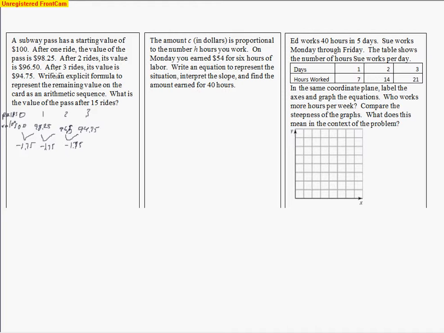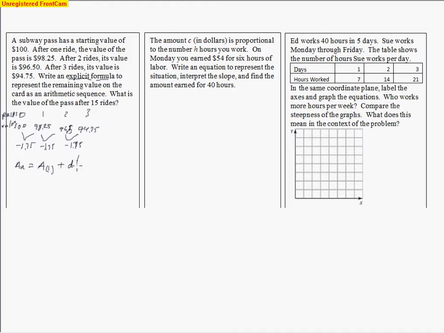So we want to write an explicit formula. So the explicit formula goes this way. It goes A of n equals A of 1, the first value. So whatever the first value is, plus, and then we've got our slope or our rate of change. I'm going to use the variable, I guess, D for difference.